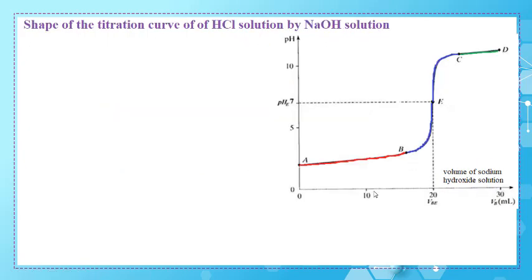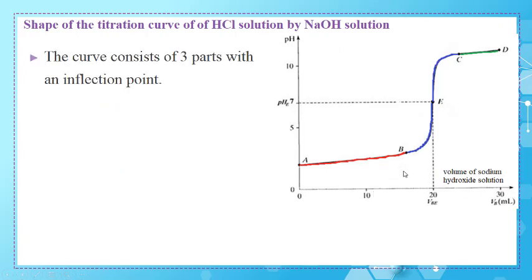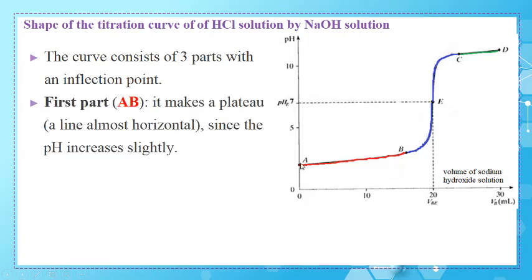Now, also, let's analyze in detail the shape of the titration curve of the acid by a base. As you can see, what do we have here? We have a curve that consists of 3 parts, the red, the blue, and the green. And it has an inflection point that is here. You know in math what an inflection point is. Let's start with the first part, the first part that is in red, AB. It makes what we call a plateau. Plateau is simply a French word that means almost a horizontal line.